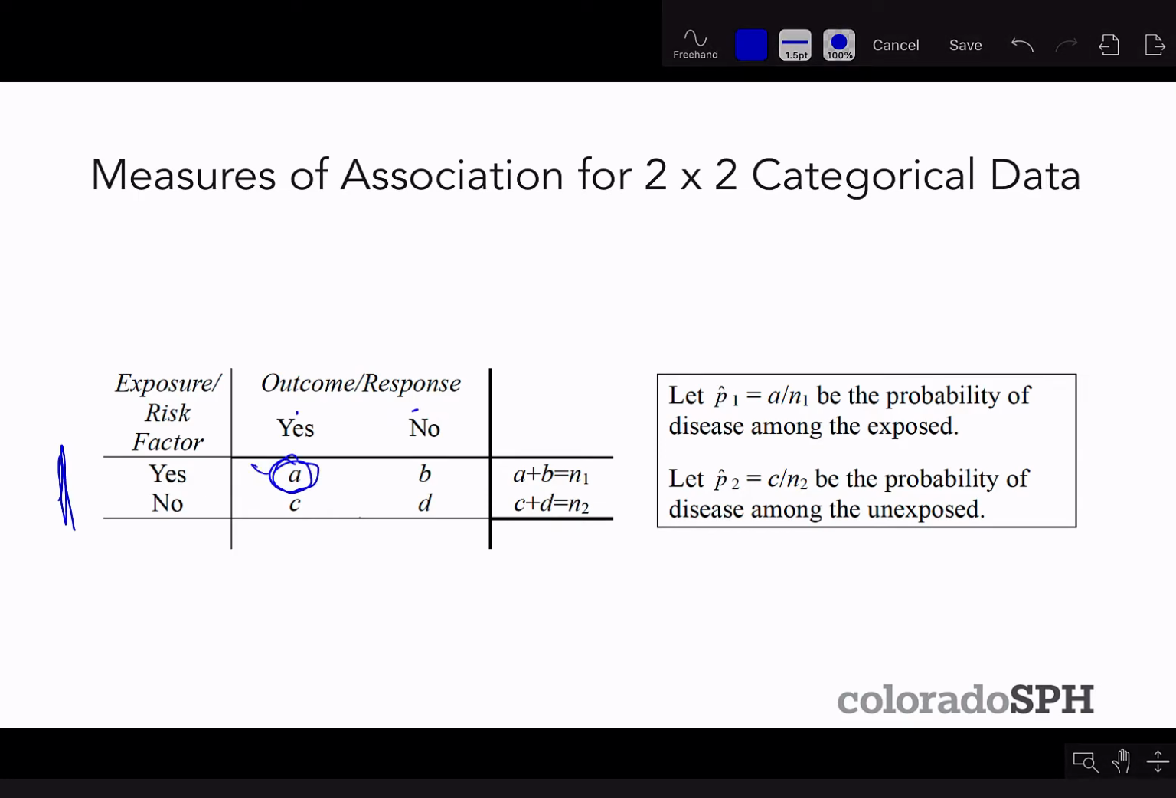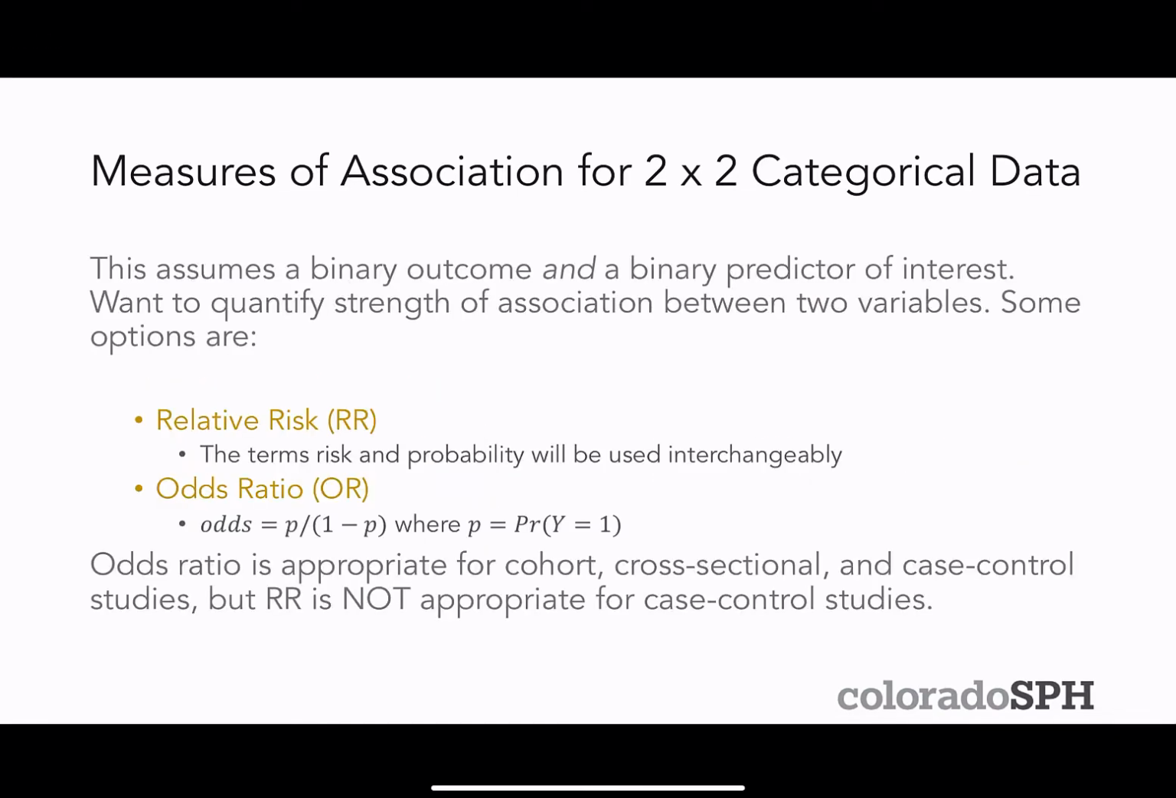This part of the table is a number that represents the number of people who have the outcome of interest, say a particular disease, and are also exposed to the risk factor of interest. B are the people who don't have the disease but were exposed. C are the people who have disease but were not exposed. And D are the people who both do not have the disease and were not exposed.